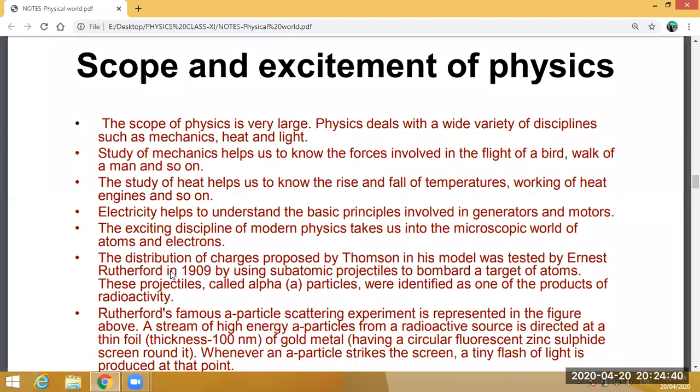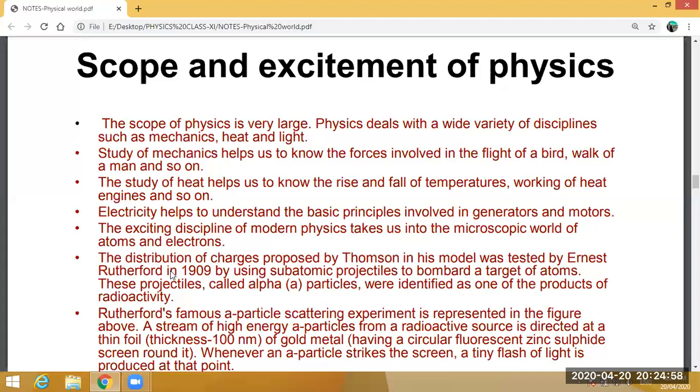Electricity helps to understand the basic principles involved in generators and motors, and the exciting discipline of modern physics takes us into the microscopic world of atoms and electrons.